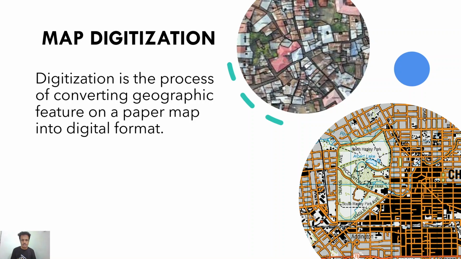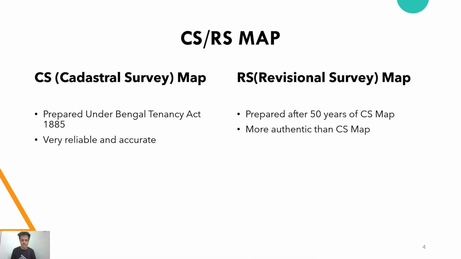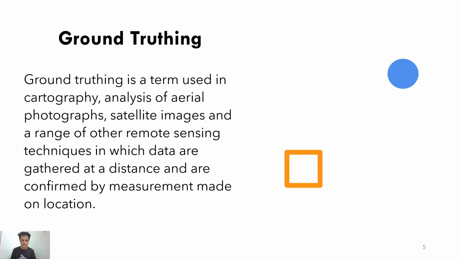Map digitization is a process of converting the paper map to a digital map. In this session, we will work with cadastral survey map and revisional survey map. Ground truthing is an important factor in georeferencing. Ground truthing is a technique where data are gathered at a distance and confirmed by measurement made on location.